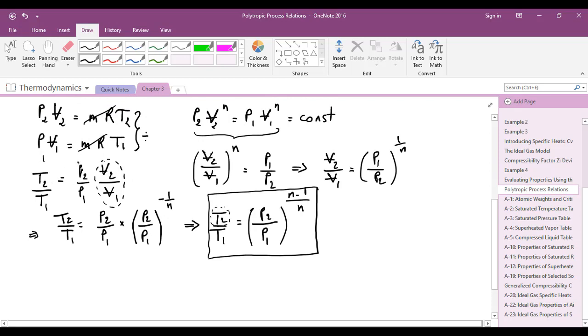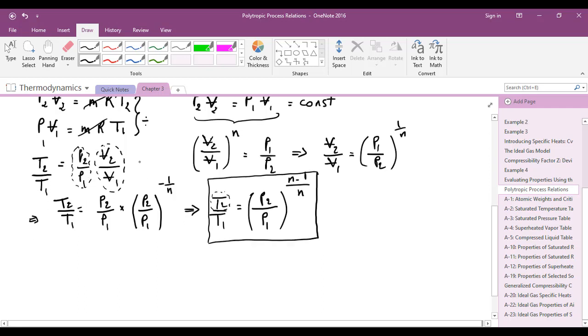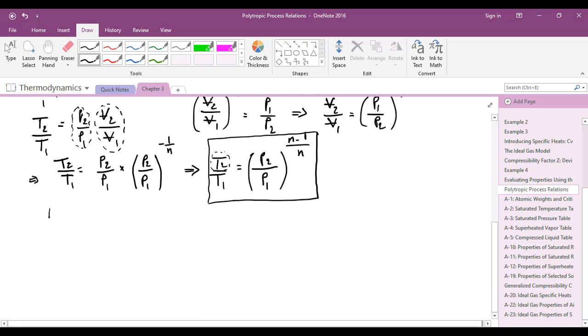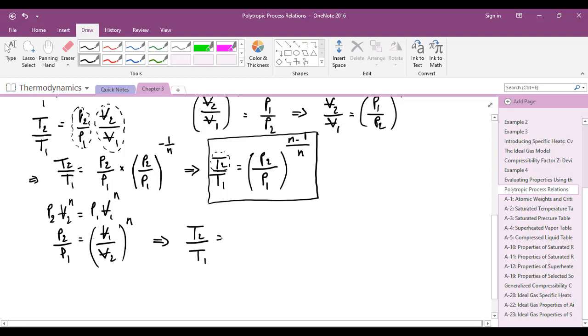So in this equation we will replace P2 over P1 by an expression for volume. As we said, P2 V2 to the power n is equal to P1 V1 to the power n, so P2 over P1 is equal to (V1 over V2) to the power n. So in this case, T2 over T1 is equal to (V1 over V2) to the power n.